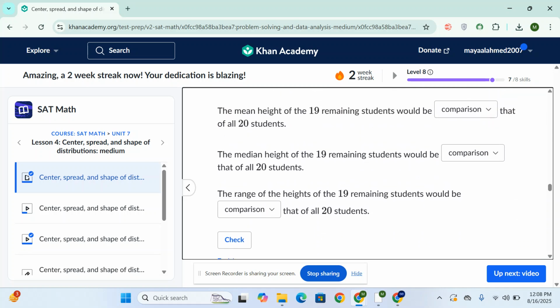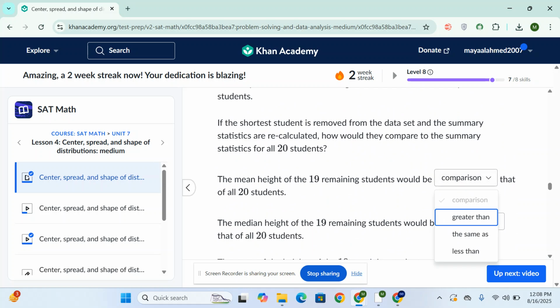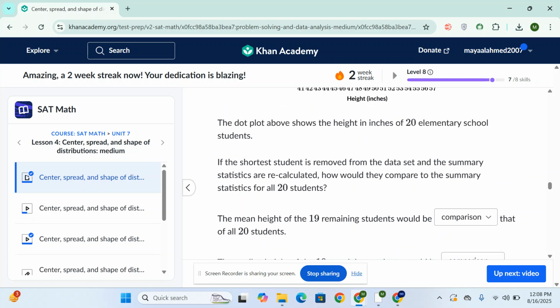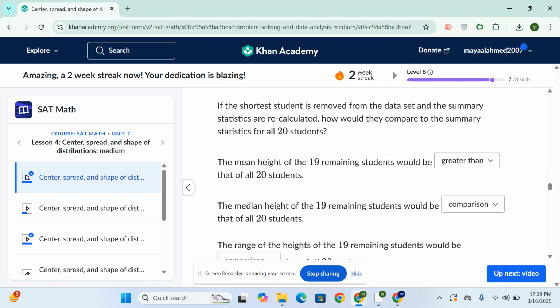So basically, the mean height of the 19 remaining students would be compared to all 20 students. Because it's a very small outlier, the overall mean would increase. So the mean height of the 19 students would be greater than that of all 20 students. Now, for the median height of the 19 remaining students, what would happen? It will be the same as before.